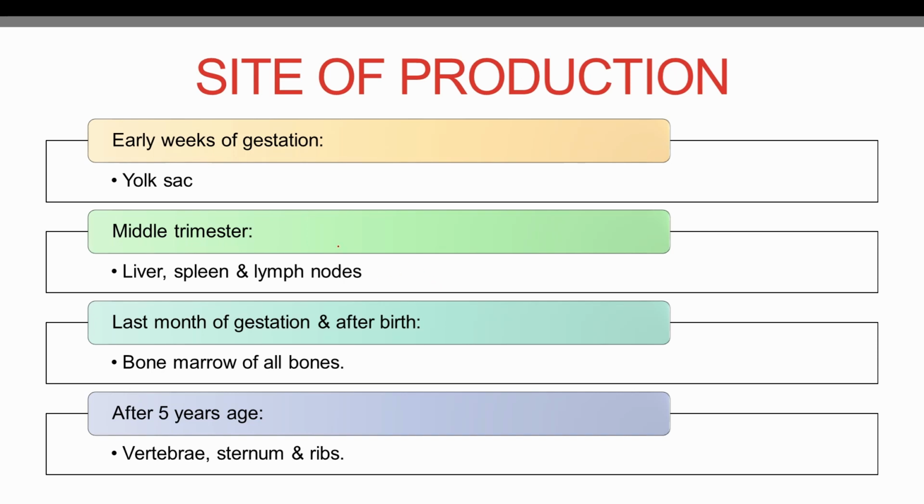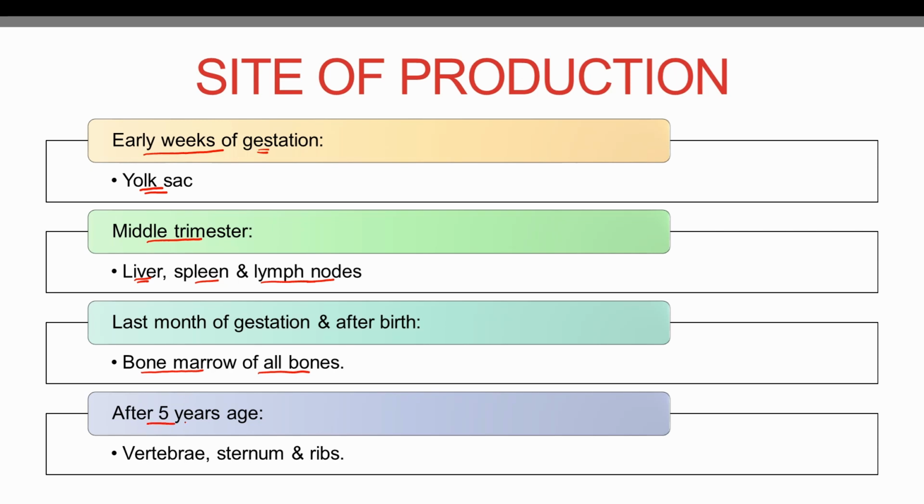So the production of red blood cells starts in the early weeks of gestation, and the site of red blood cell production is the yolk sac. During the middle trimester, the primary organ for the synthesis of red blood cells is the liver, whereas the spleen and lymph nodes also produce a significant amount of red blood cells. In the last month of gestation and after the birth, red blood cells are mostly produced by the bone marrow of almost all the bones.